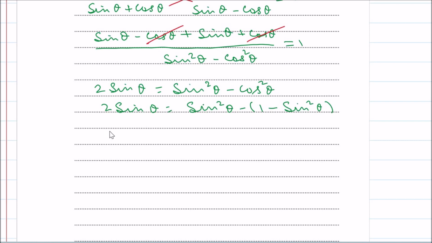Now let us simplify. So 2 sine theta is equal to sine square theta minus 1 plus, this minus minus becomes plus when you open the bracket. So we get this. Now let us bring all the terms one side and simplify. So we get sine square theta plus sine square theta is 2 sine square theta. 2 sine theta sent to that side becomes minus 2 sine theta. And minus 1 there, so minus 1 equal to 0.